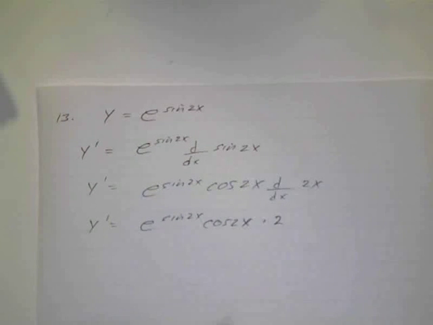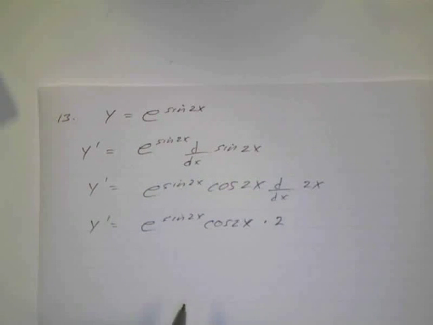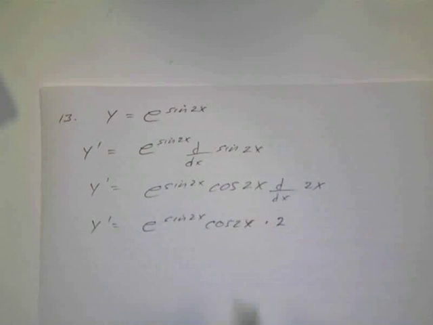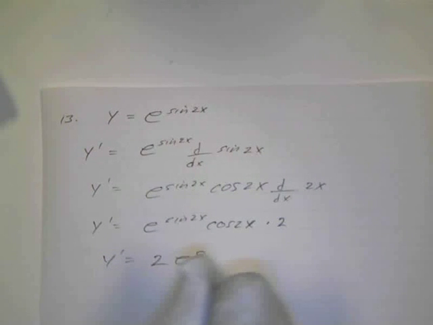And we could probably put the 2 and the cosine in front. Well, I could actually just put the 2 in front, so we end up with y prime equals 2 e to the sine 2x cosine of 2x.